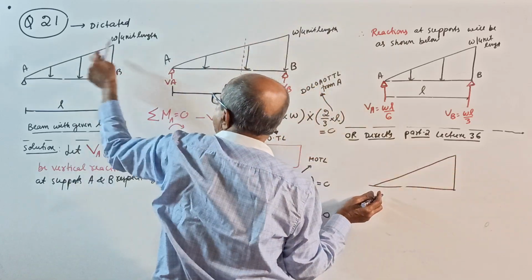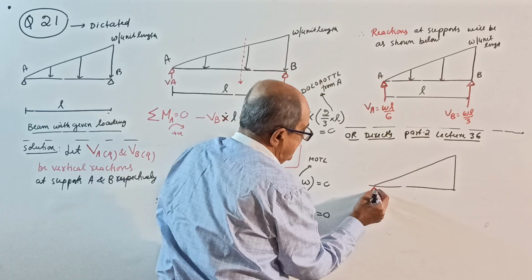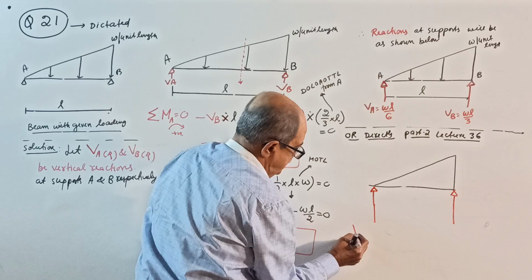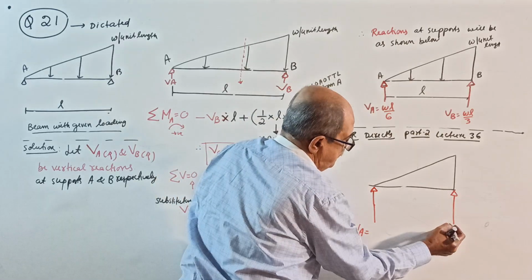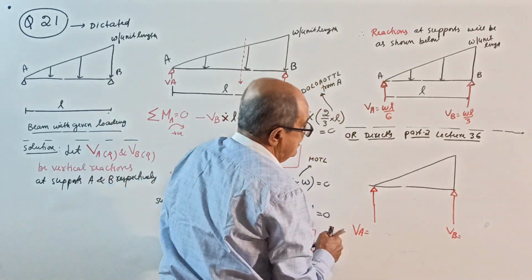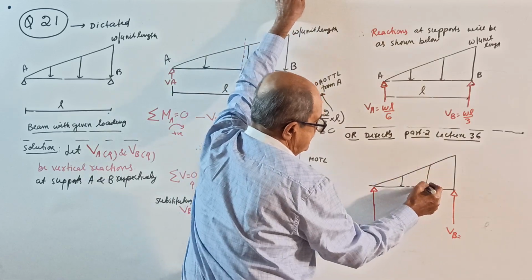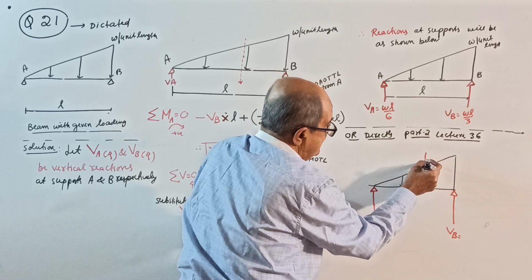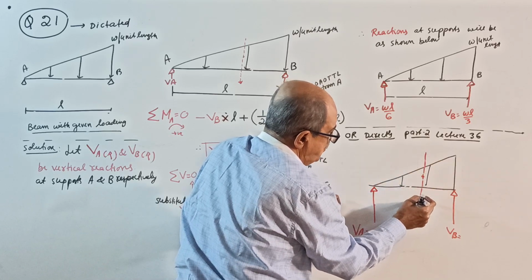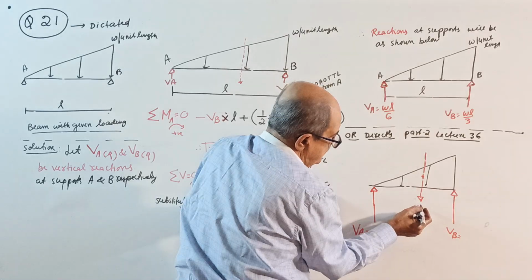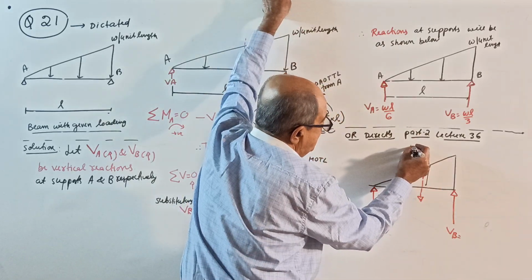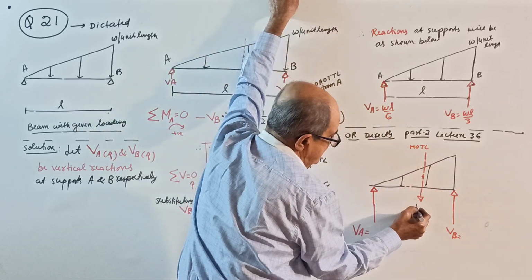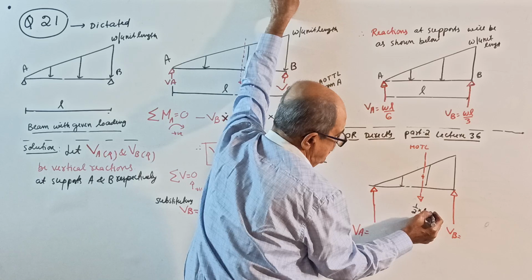Nothing required now. Refer this diagram. We want this reaction. We want this reaction. This is VA, we want. This is VB, we want. See. Nothing required there. Centroid here. Right. This is the magnitude of the total load. Right here. Magnitude of total load equal to area of the triangle, half into L into W.